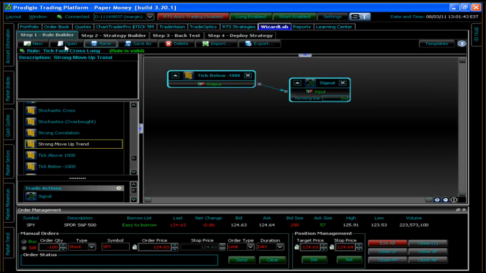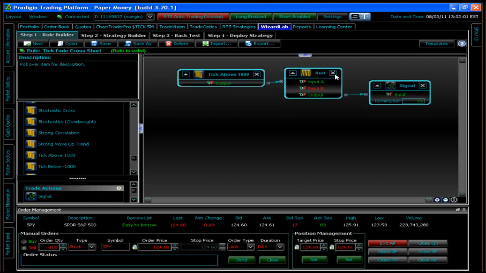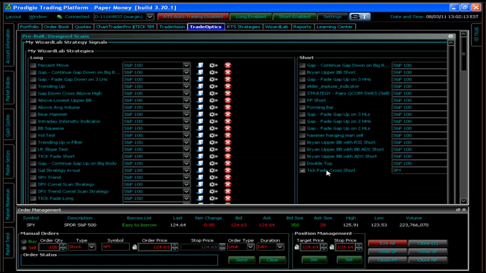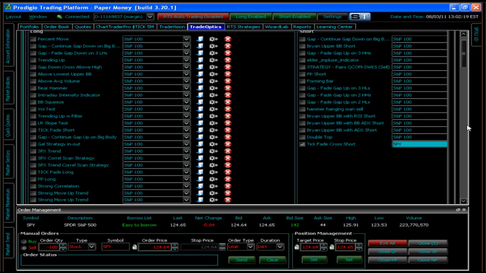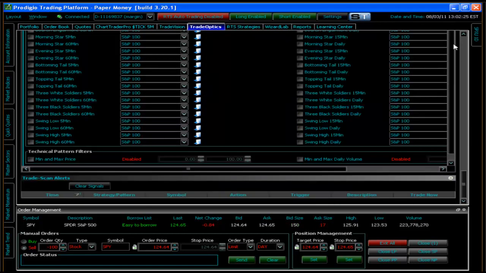If I save this, see I edited the rule tick fade cross long. If I save this, it saves this rule, tick fade cross long, and I can open up tick fade cross short. Oops, I want to take this out, and what I did was I removed my filter. So I want to save this, and I want to go back into my Trade Optics, and I want to make sure those get redeployed. So I want to remove it. I want to put this back on, and I want to remove this and put this back on too, because I edited it, I tweaked it. But we wanted to make sure that it got undeployed.